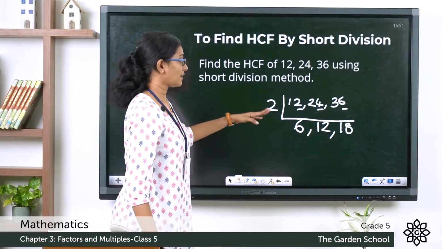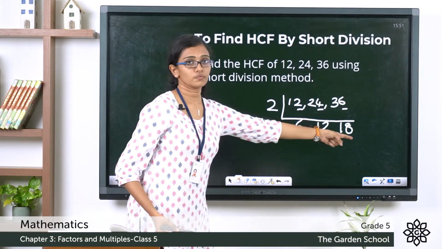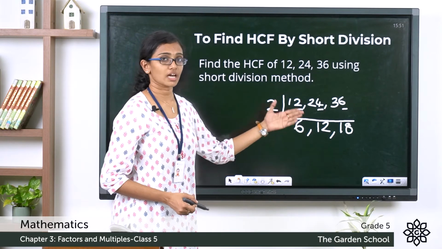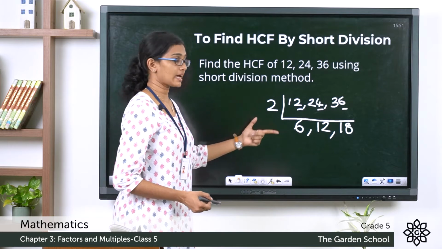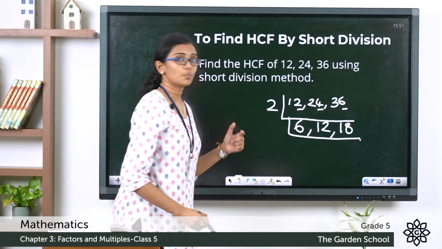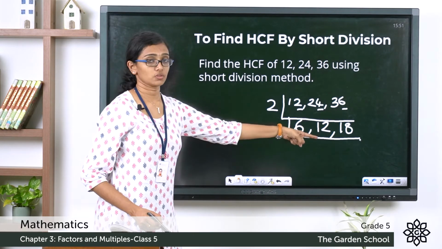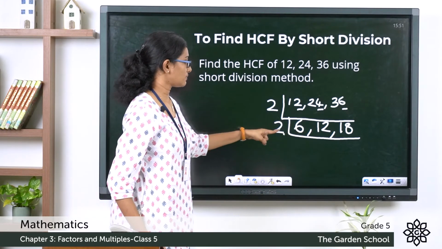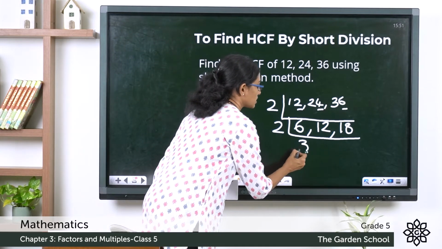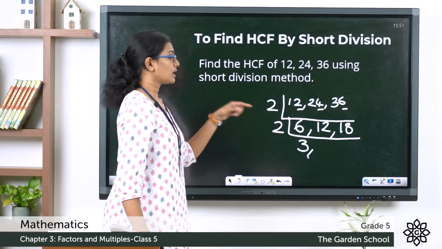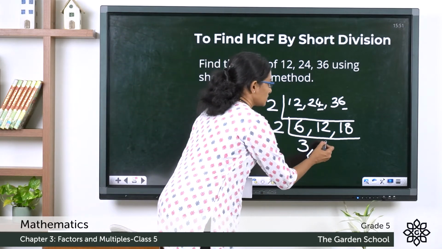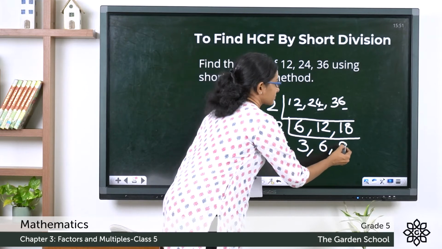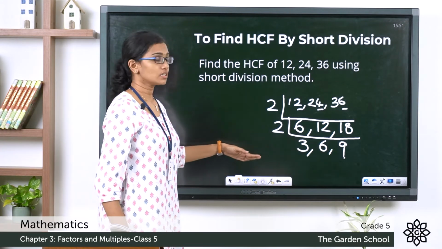Now, we have to find a common prime factor for these three quotients. All these are even numbers, so they can be completely divided by 2. Again, we are dividing these numbers with the smallest possible common prime factor, which is 2. So, 6 divided by 2 is 3. Put a comma. 12 divided by 2 is 6. Now, 18 divided by 2 is 9. Now, you have 3, 6, 9 as the quotients.